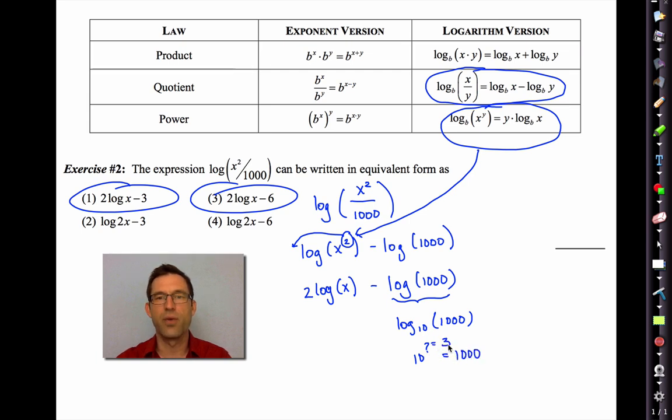That's got to be 3, right? So that's going to be 2 log of x minus 3. Choice 1. Good? Pause the video now and write down anything you need to. All right, let's clear them out.